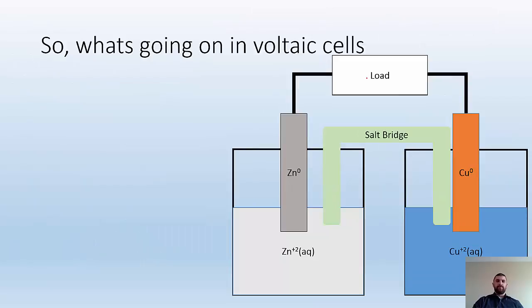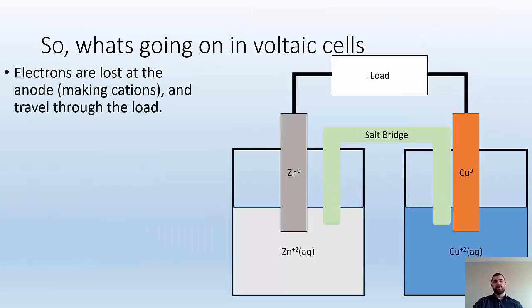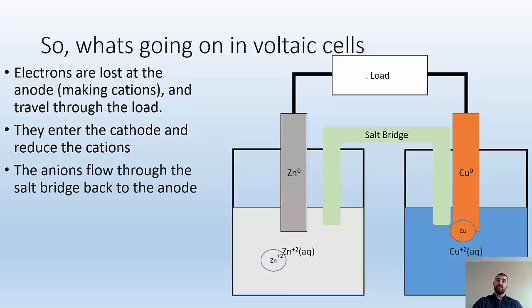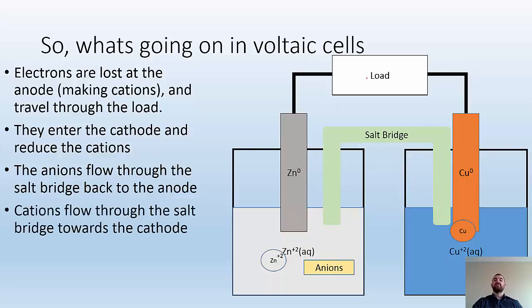Right, you've seen that. So, what's going on in voltaic cells? Well, first, electrons are lost at the anode, which will make cations, and travel through the load. So we have electrons being lost, traveling through the wire and through the load, making cations. We're making zinc 2+ cations in this specific one, and those are going to dissolve into the solution. The electrons then enter the cathode and they reduce the cations, which are attracted to those electrons. So the anions then have to flow through the salt bridge back to the anode. We have anions, the negatively charged things, going across the salt bridge back to the anode, and cations flowing through the salt bridge towards the cathode.